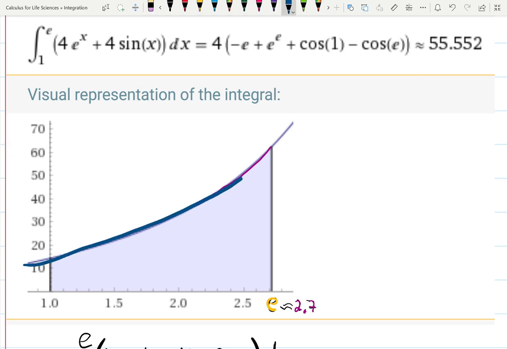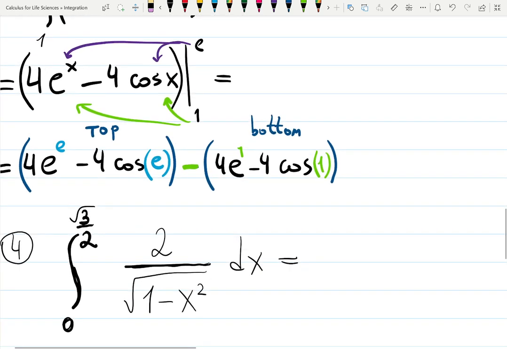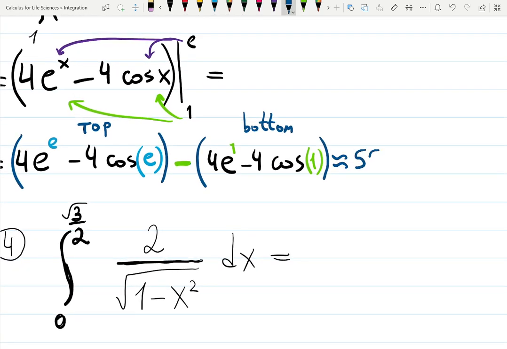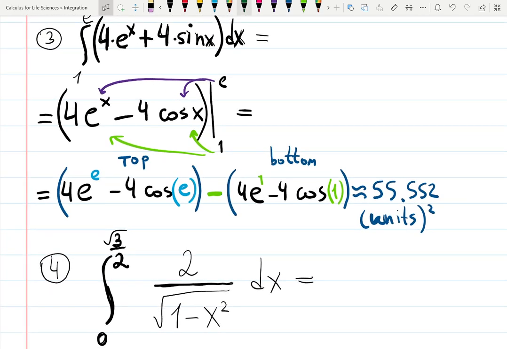This is the graph of this function, which is 4e to the x plus sine x. Below this graph, there's an area, let's call it A, from 1 to e. e is approximately 2.7. We got 55.552 units squared. So why don't we write C, by the way? It's kind of an interesting idea.